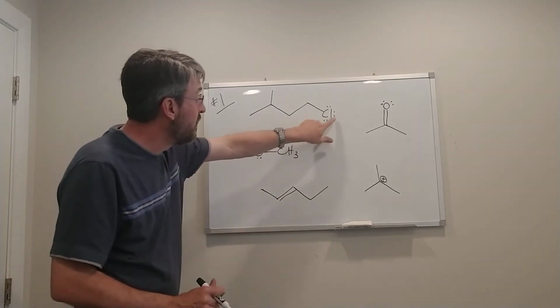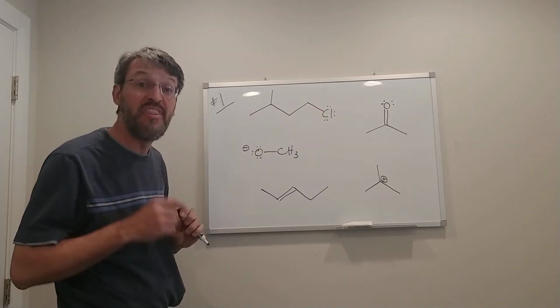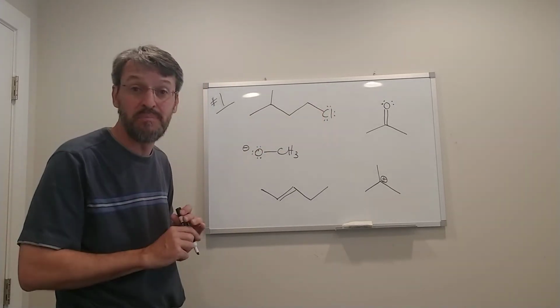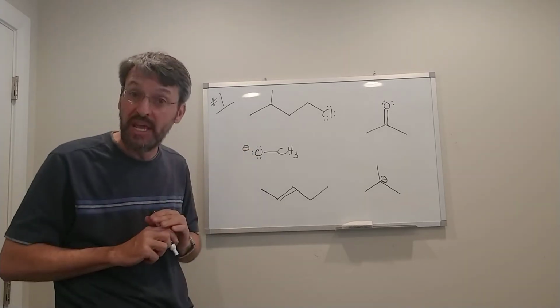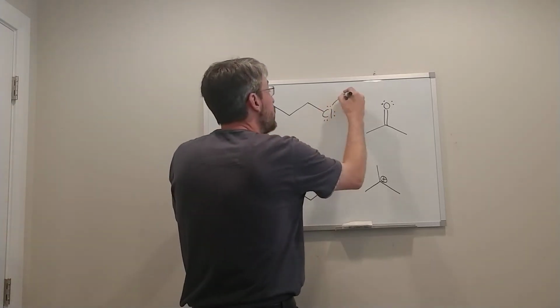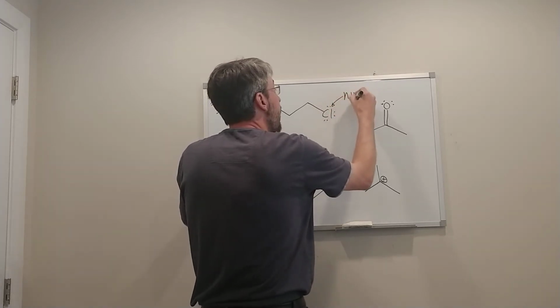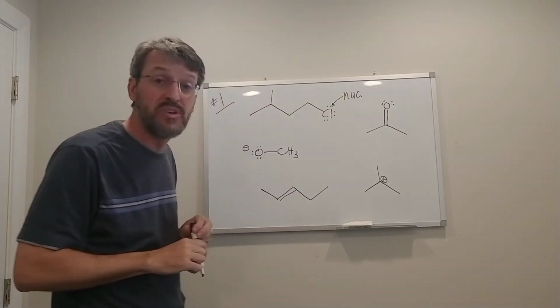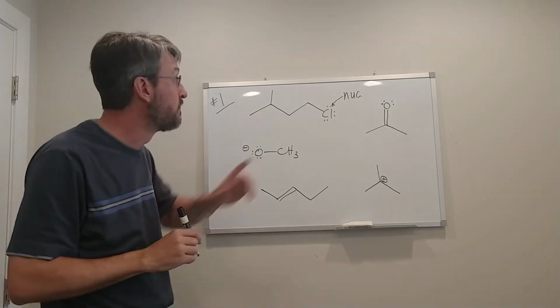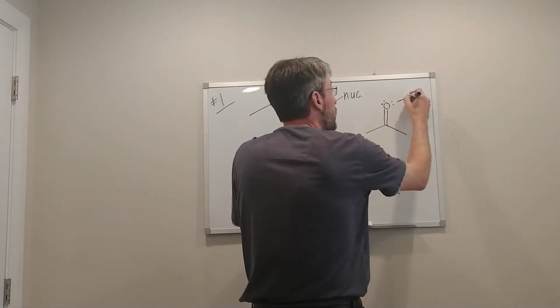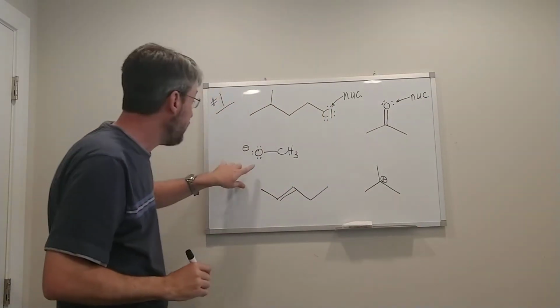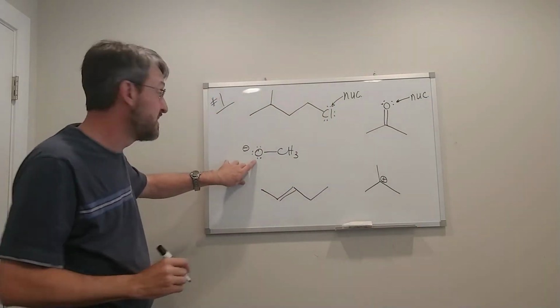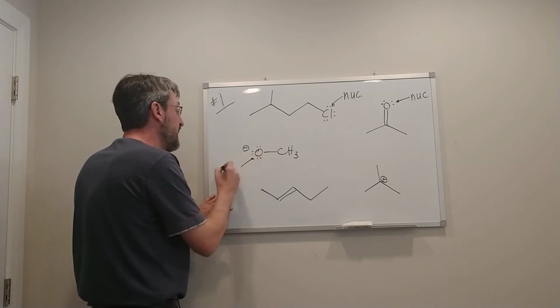So for example, this chlorine has 3 lone pairs. That could form a bond to something else. Most often chlorine is not going to do that, but it could, and that's the key here. So this chlorine is a nucleophile, and I'm just going to abbreviate that NUC. This oxygen, with its lone pairs, is a nucleophile. This anion, this methoxide, that is a nucleophile.